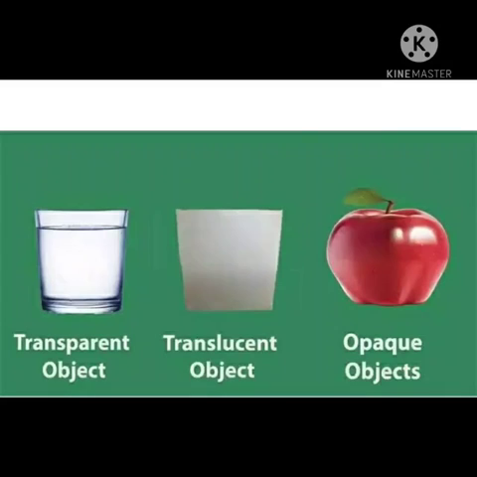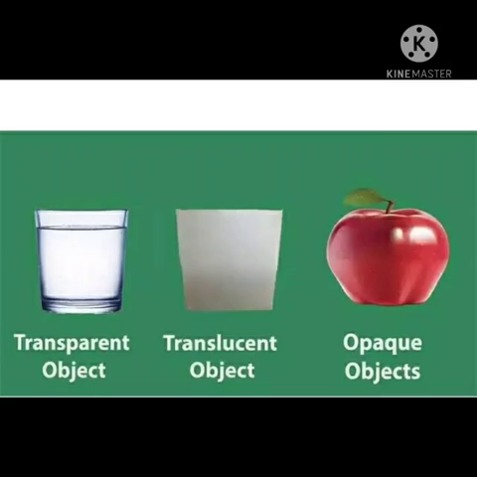Transparent, translucent, and opaque objects. Based on the amount of light allowed to pass through a medium, we can classify objects into three types: transparent, translucent, and opaque. Transparent objects allow light to travel through them easily. When light encounters any transparent material, almost all the light passes directly through it. Materials like glass, water, air are transparent objects.